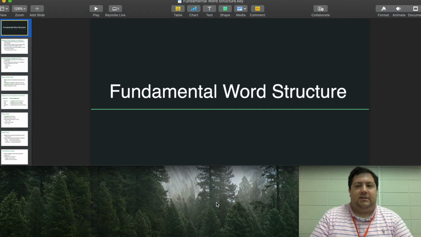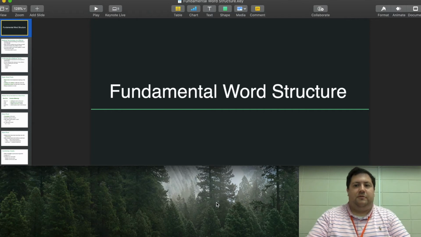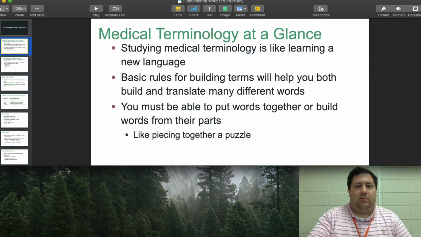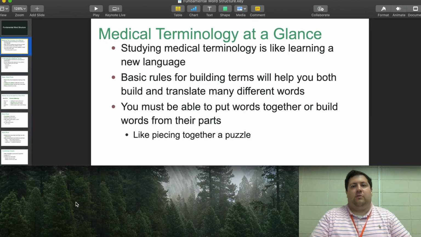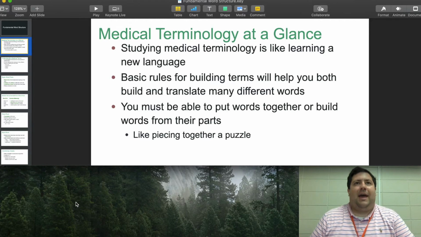This is the introduction to fundamental word structure. So what we're going to be talking about in this unit is how words come together and also how to break them apart.